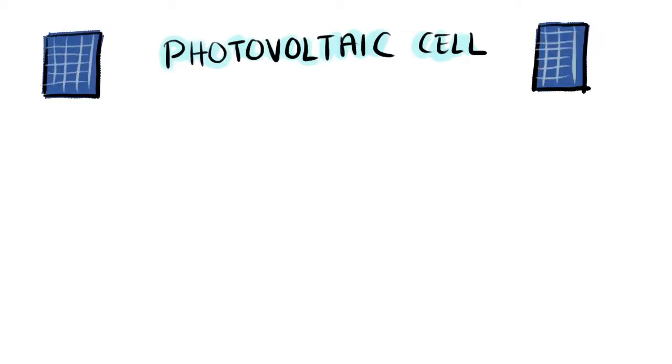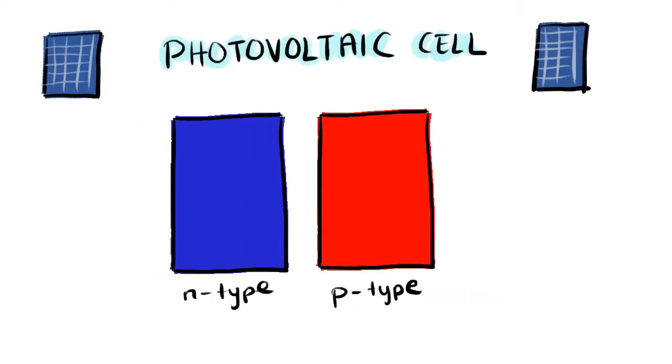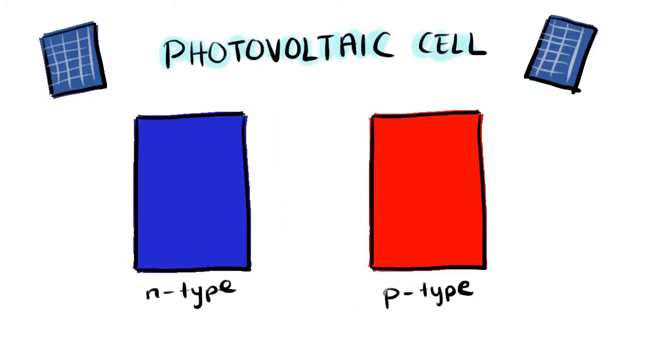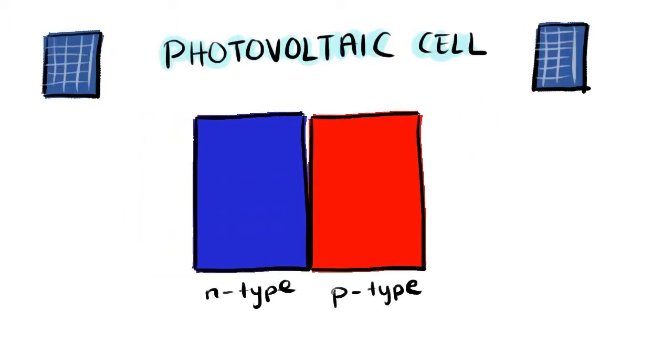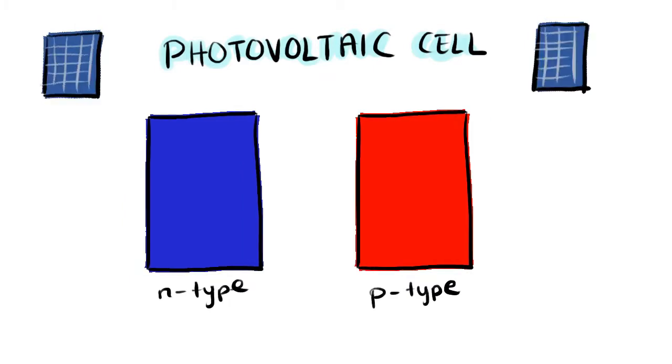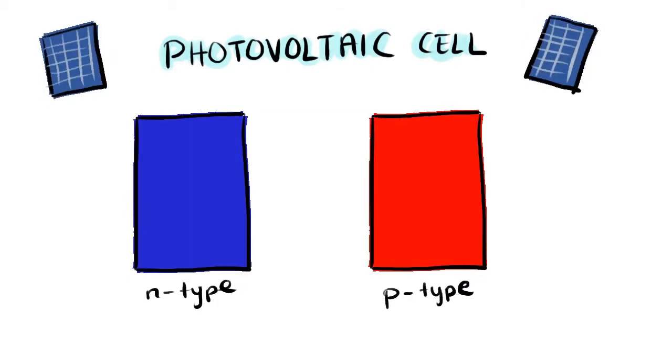A photovoltaic cell is composed of two different types of semiconductors, a p-type and an n-type, that are joined together to create a p-n junction. By joining these two types, an electric field is formed in the region of the junction. Light enters through an optical coating or anti-reflection layer that minimizes the loss of light by reflection.